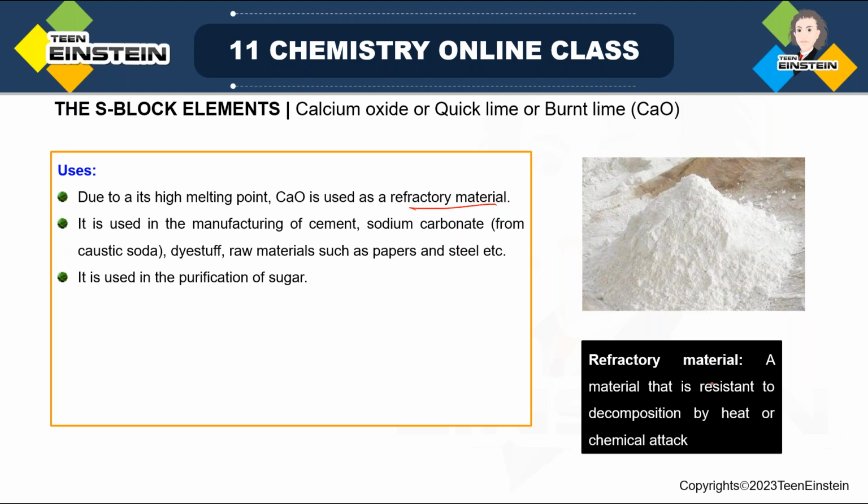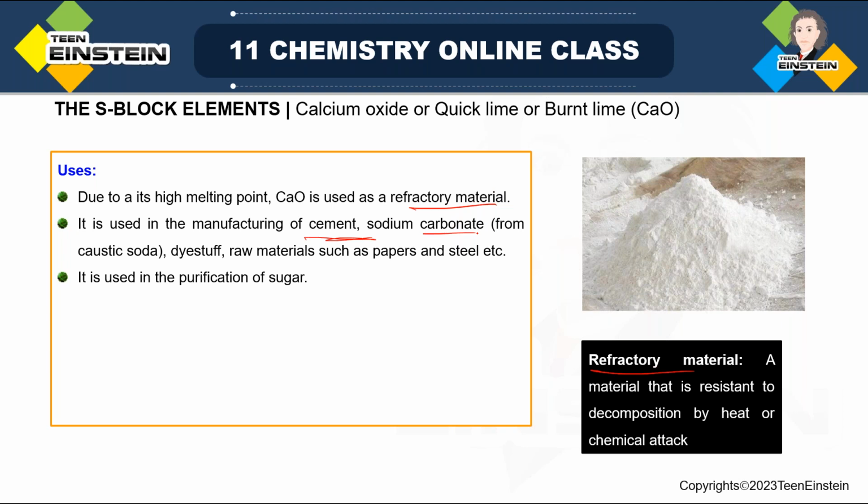So that is why it can be used as a refractory material, because you can't just use any material for this purpose. It has to be one which can resist decomposition by heat and chemical attack. So CaO is one such material. It is used in the manufacture of cement. When we actually discuss cement, you will see its composition. Calcium oxide is basically the main part.